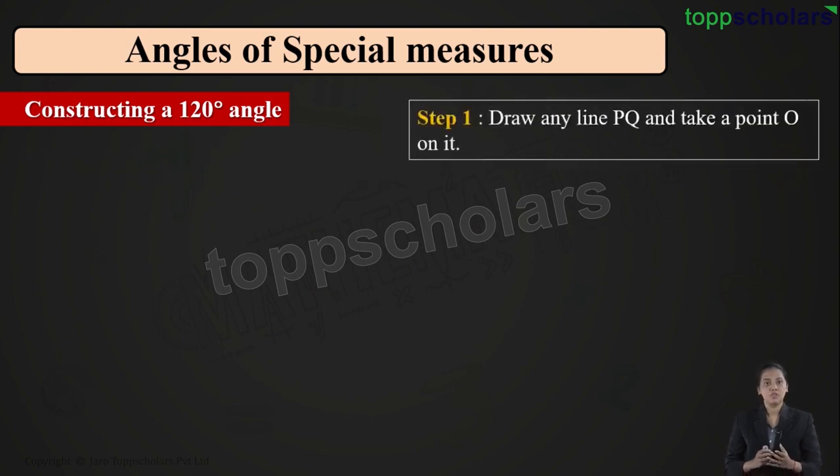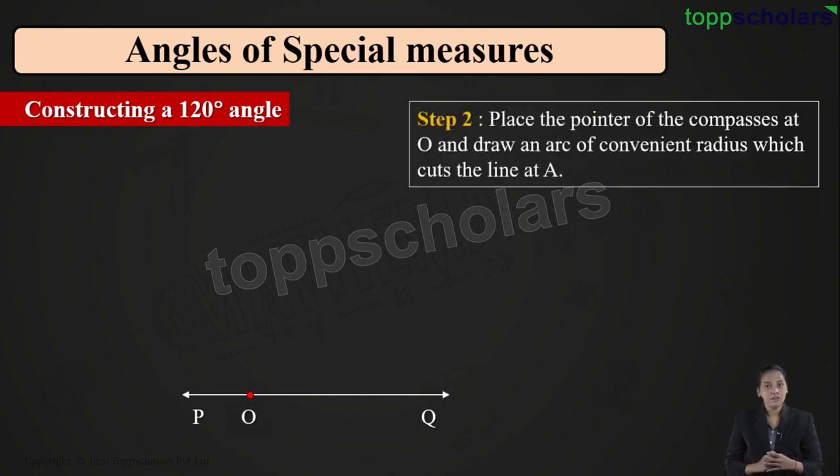What we have to do? The first step is to draw any line. So, we'll draw a line PQ and we will take a point O on it. Now, the next step is what? We will place the pointer of the compass at point O and we will draw an arc.